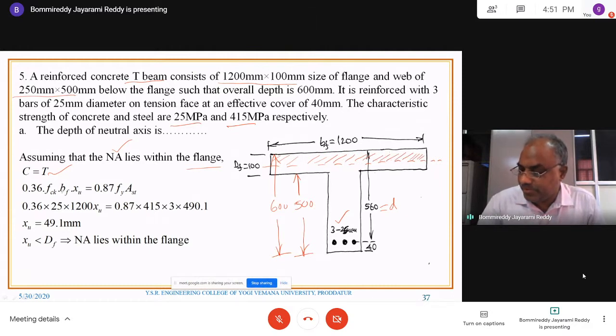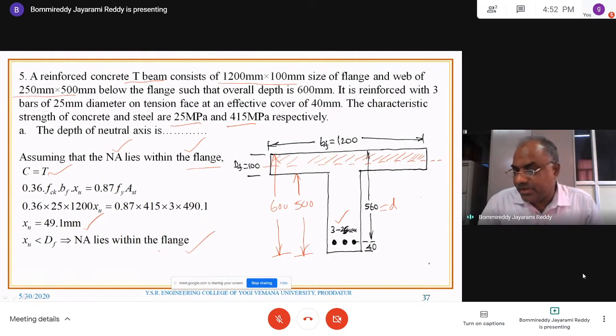So instead of B, it is B suffix F, XU and remaining. And B suffix F is now 1200. Accordingly, substitute all the values. So what is the depth of the flange? 100. So whatever the assumption that you consider, that is true. So XU is less than DF. It lies within the flange only.